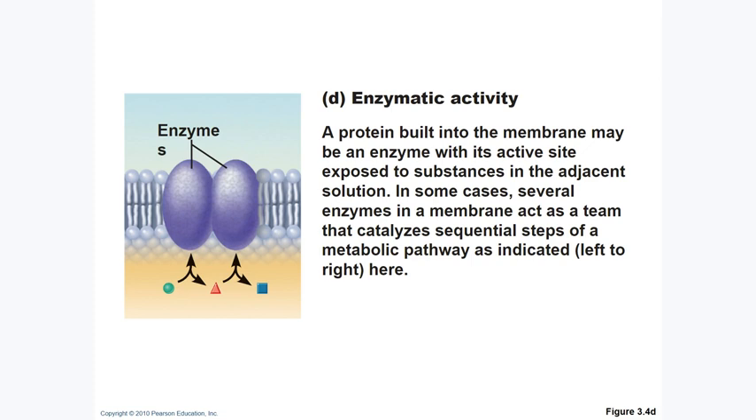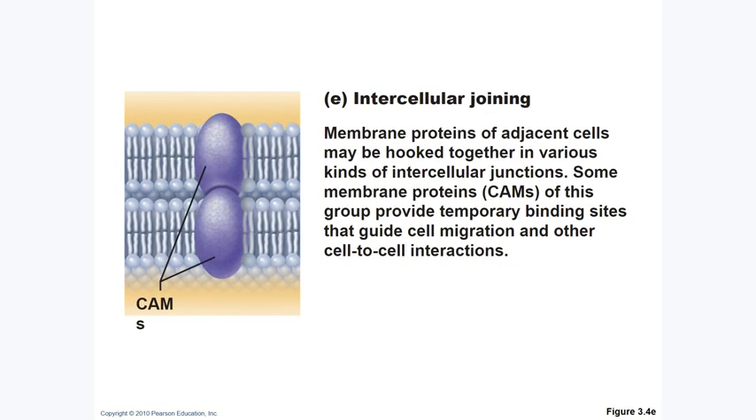We can see a metabolic pathway here. So the little green thing goes into the enzyme, it changes its shape to the triangle, then goes to a different enzyme to make the square. Right. We all know enzymes increase the chemical reactivity of a substance.